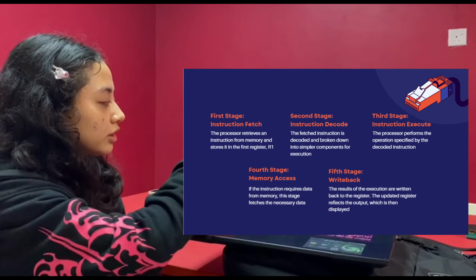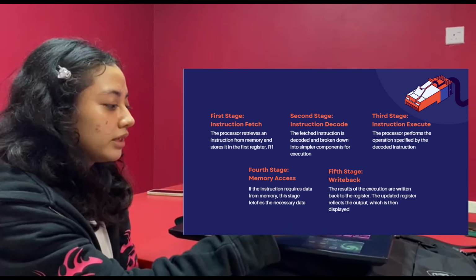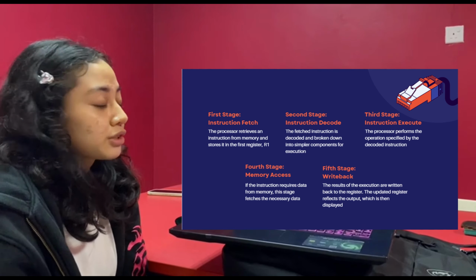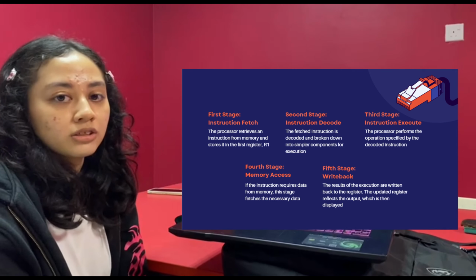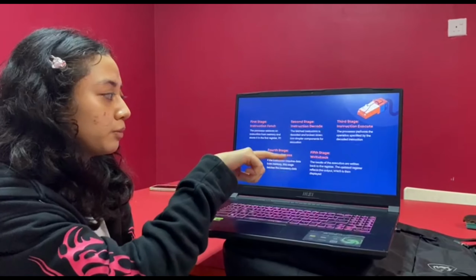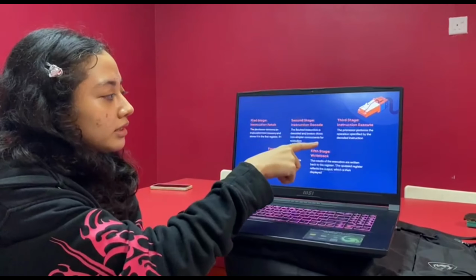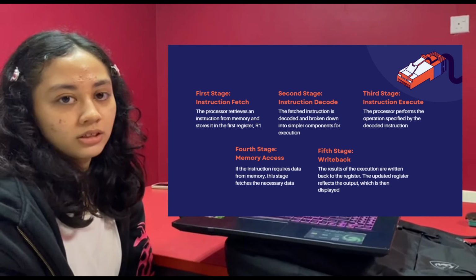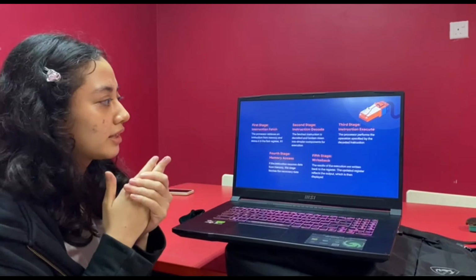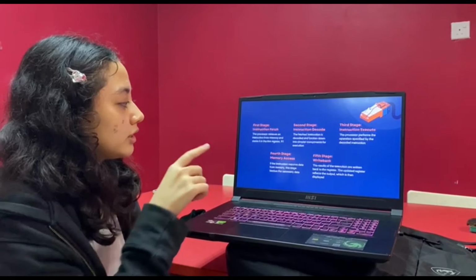The first stage is instruction fetch. The processor will retrieve an instruction from the memory and then store it in the first register, which is R1. The second stage is instruction decode. This is where the fetched instruction will be decoded and broken down into simpler components so that it can be executed in the next stage. The third stage is instruction execute. The processor will perform the operation specified by the decoded instruction, meaning it will execute whatever instruction it is.